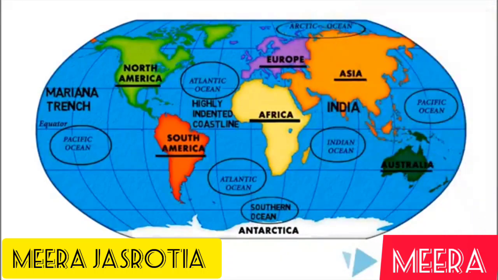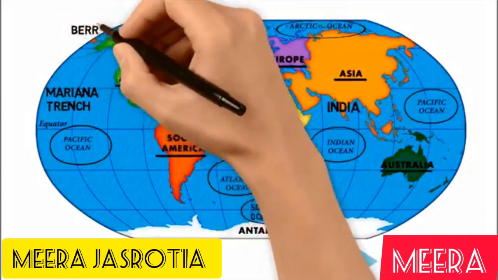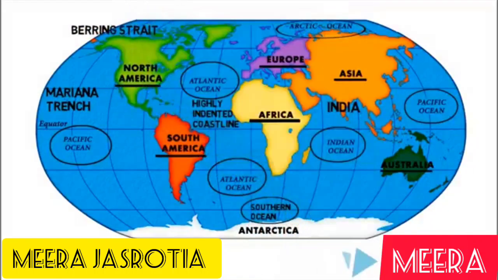The Arctic Ocean is located within the Arctic Circle and surrounds the North Pole. It is connected with the Pacific Ocean by a narrow stretch of shallow water known as the Bering Strait. It is bound by the northern coasts of North America and Eurasia.